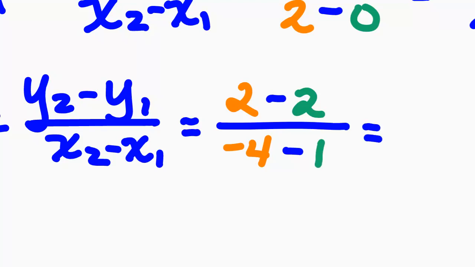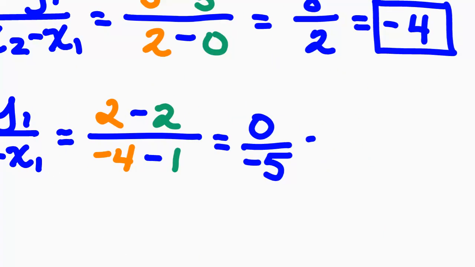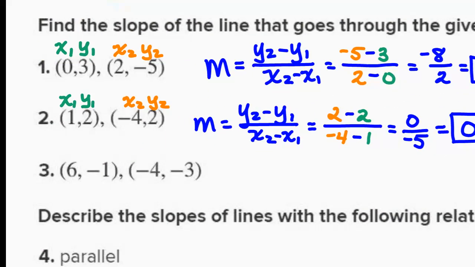So 2 minus 2, that gives me a numerator of 0. Negative 4 minus 1 gives me a denominator of negative 5. What is 0 divided by negative 5? 0. So this one has a slope of 0. That means it's a horizontal line. It has no rise to it.